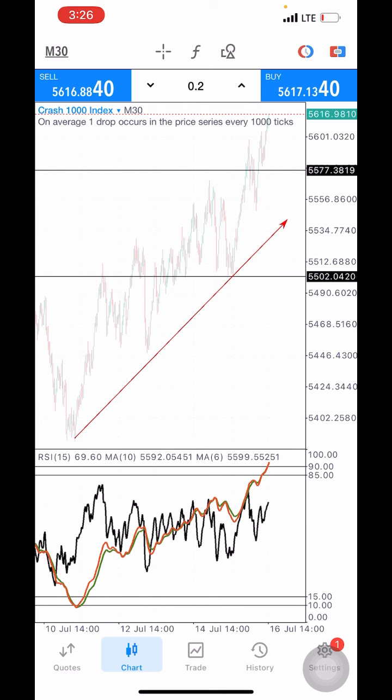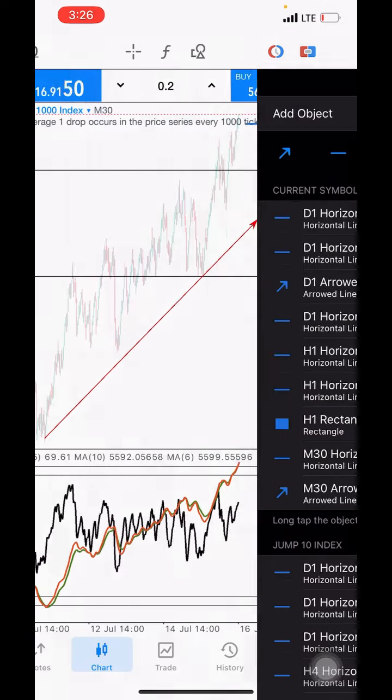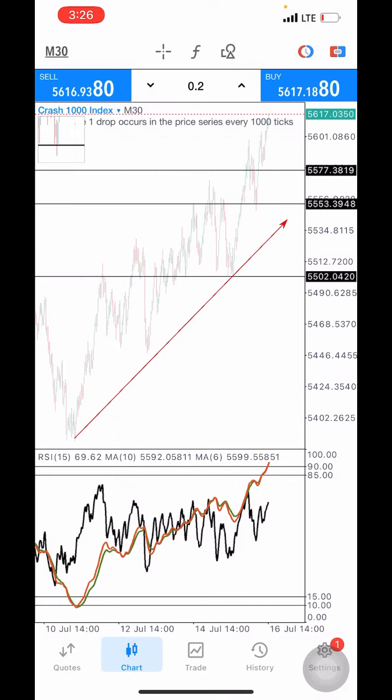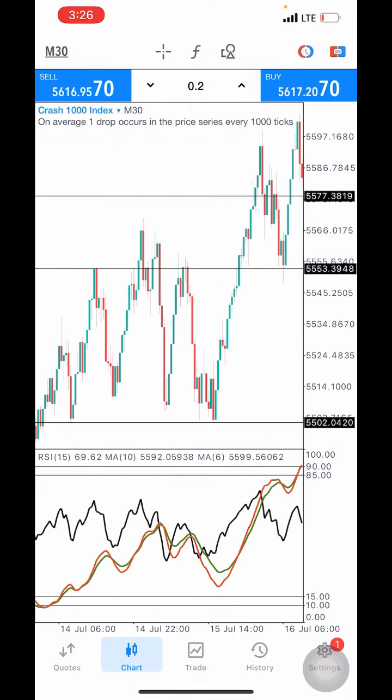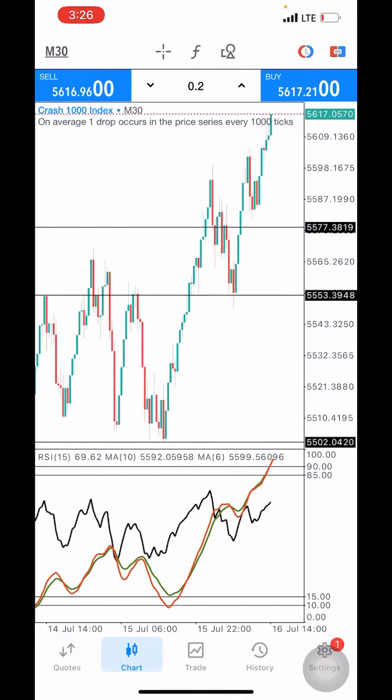This is an uptrend, right? So when you see an uptrend like this, you'll be looking for buying opportunities, whenever the market pulls back. Whenever you see a pullback to a certain zone, you're looking for a buying opportunity.